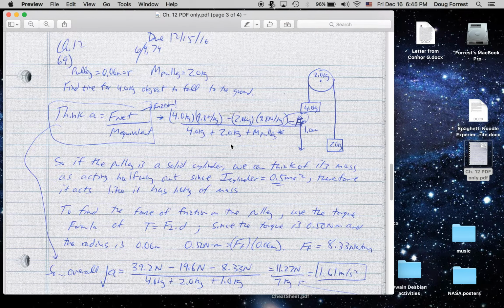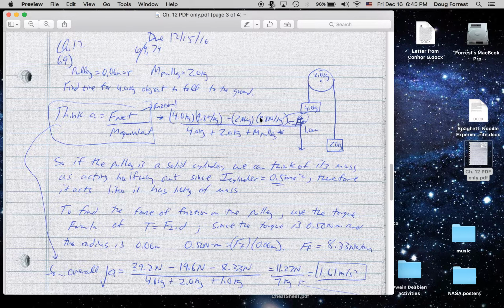69 is very, very similar to the example I did in class, finding acceleration from the equivalent mass of the system. It told you the radius of the pulley, told you the mass of the pulley. So it was a solid disk. Find the time for the 4-kilogram object to fall 1 meter. It is not free fall.